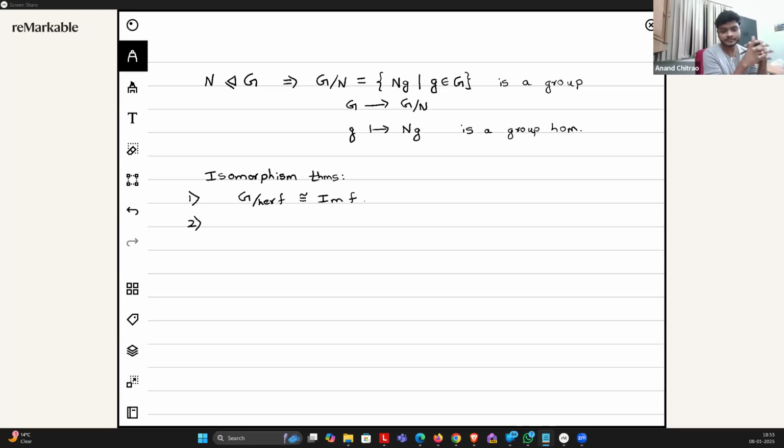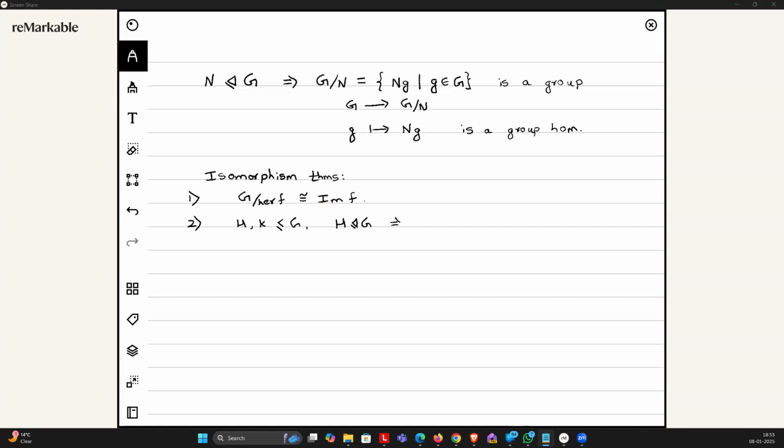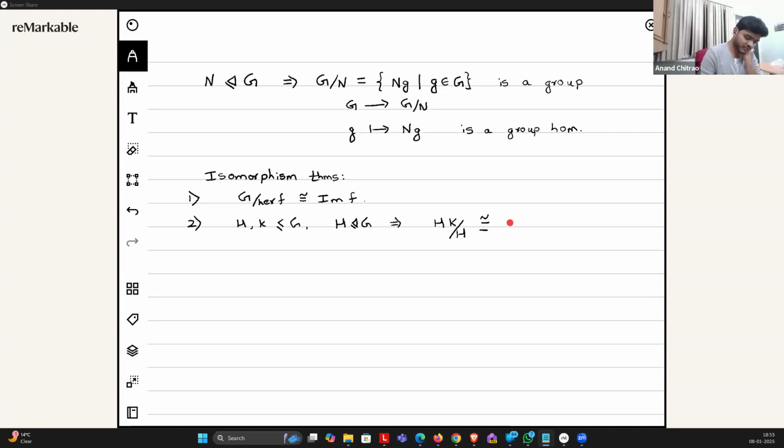What's the second one? If H and K are subgroups of G, such that H is a normal subgroup, then HK mod H is isomorphic to K mod H intersection K. So if you drop this normality, then this is true as sets. But if you assume this normality, then this is true as groups. Fine. And what's the third isomorphism theorem?